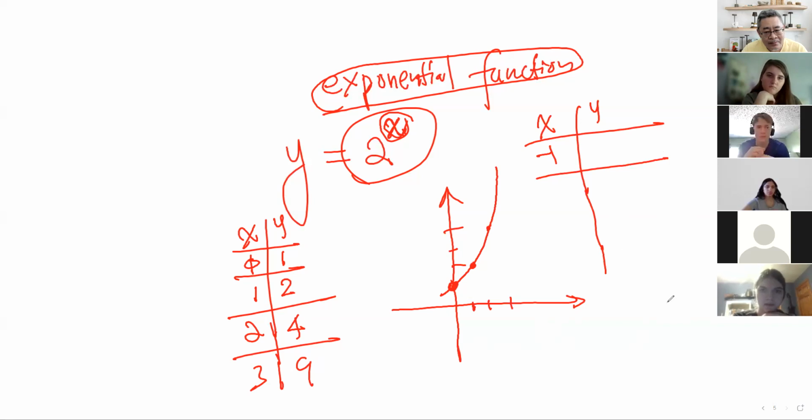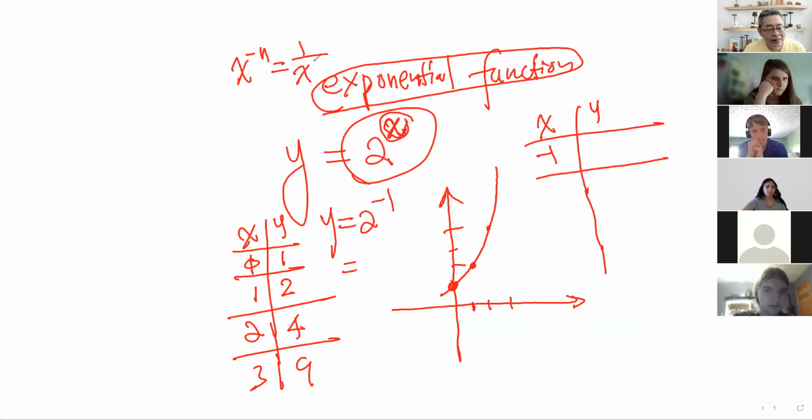Our y will be 2 to the -1. What is 2 to the negative 1? Remember we learned early on x to the minus n is 1 over x to the n. So that will be 1 over 2. So it's half. Now what happens when x is -2?